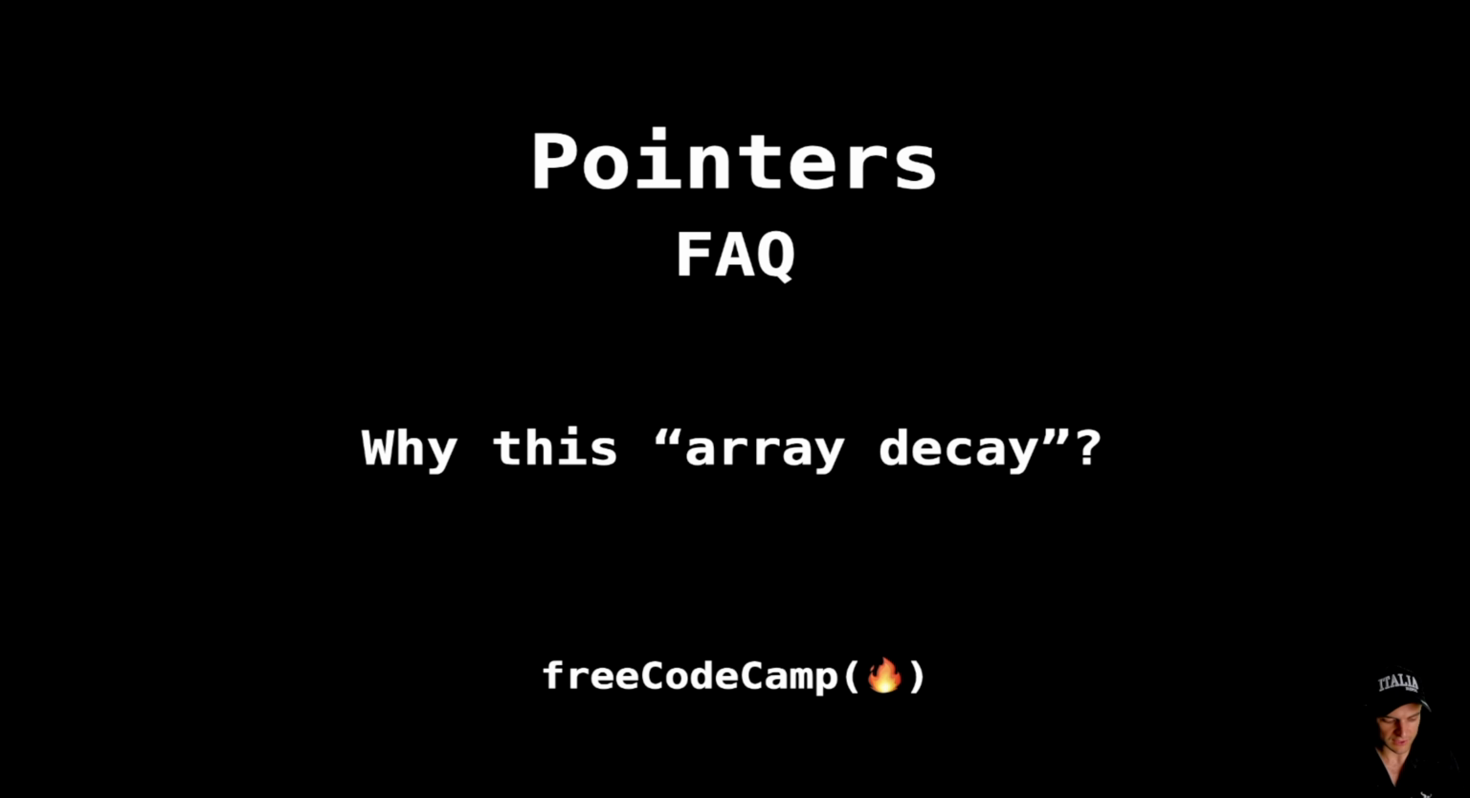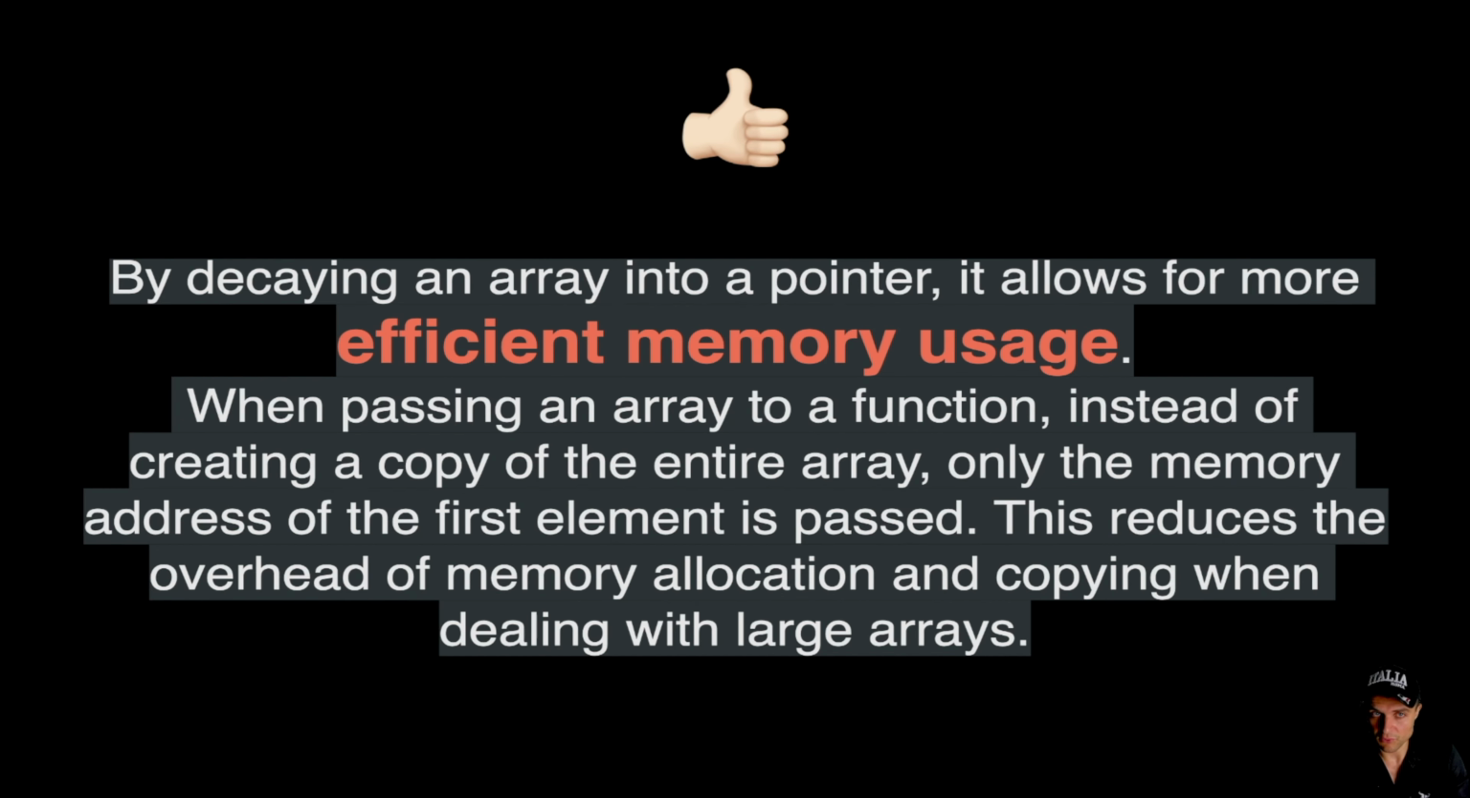So now let's try to respond to some questions. And the first one is, why this array decay? Well, it's fairly simple, right? If you reach this level of the course, you know that when an object is decaying to a pointer, we have a reference to it. So let's pretend we have a very, very big array and we are passing it to a function. Well, we are not passing a copy, so the function doesn't have to copy the whole thing, but it just has a reference to it. So it's efficient in memory usage when passing an array to a function instead of creating a copy.